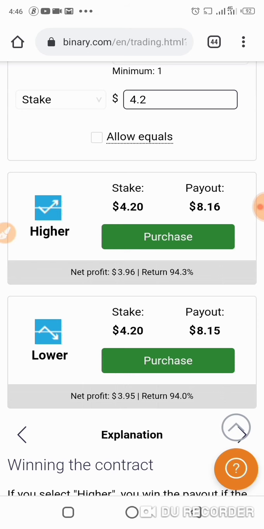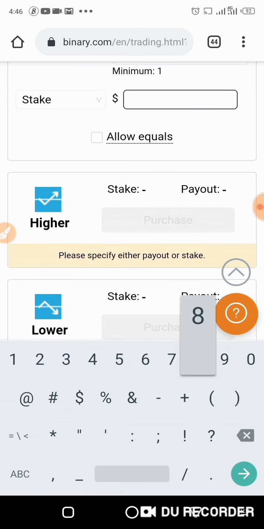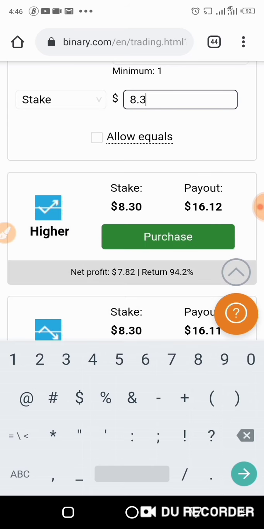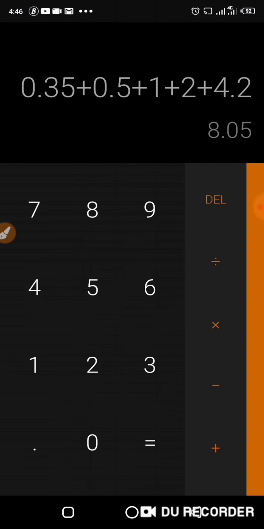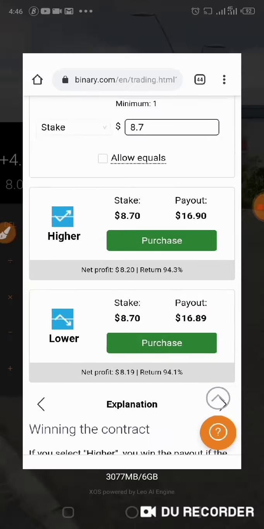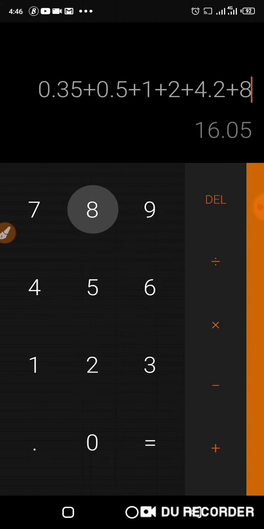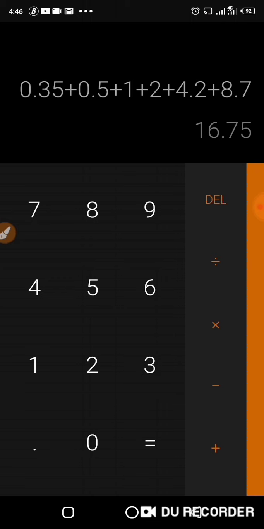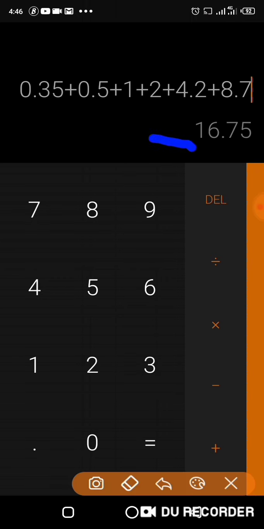So we can make use of 8.3, 8.5, let me say 8.6, 8.7. 8.7 is giving us 8.20, and 8.20 is bigger than 8.05. So we stake 8.7. Let's add it up here, plus 8.7. You can see that we have staked the total of 16.75, and you can see our martingale: first, second, third, fourth, fifth, sixth.